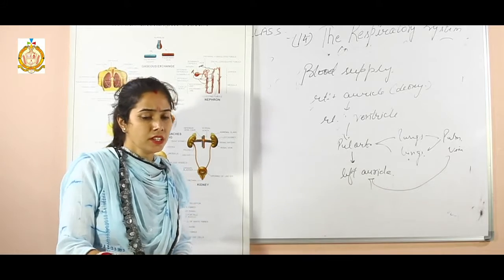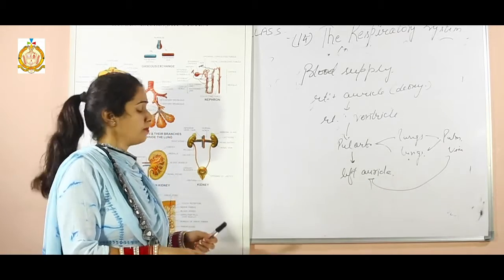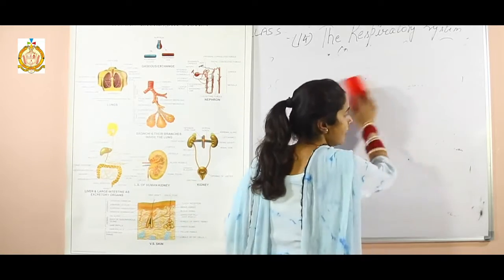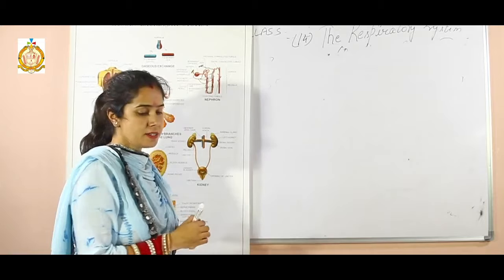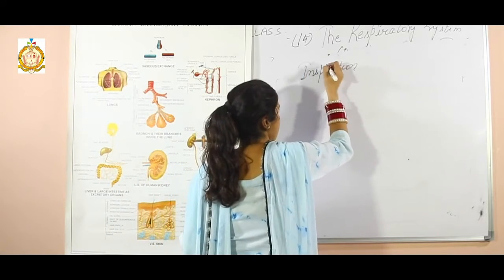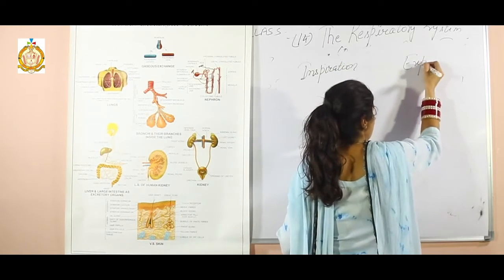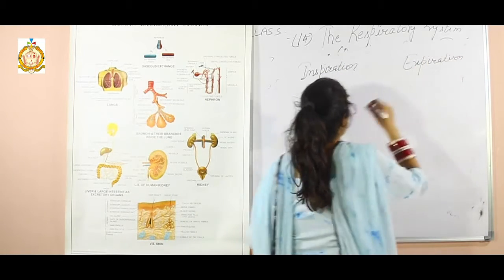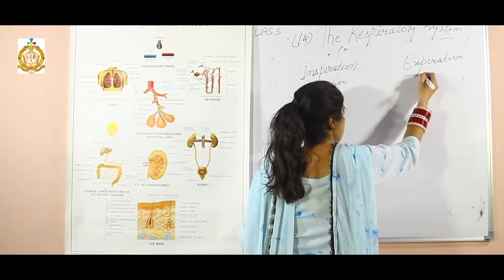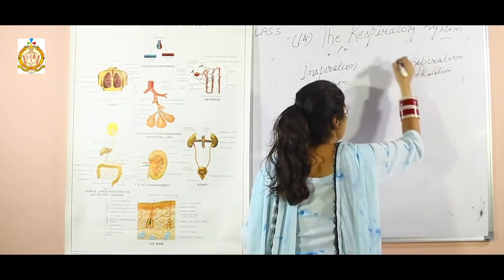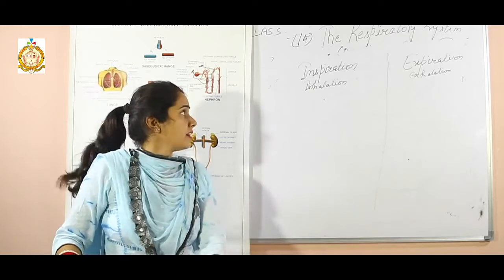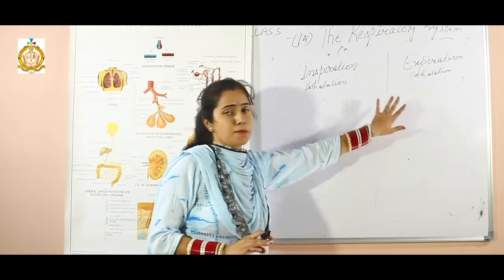Now the next one, that is respiration. So here is a respiratory cycle that consists of two, that is inspiration and expiration, or you can say inhalation and exhalation. So there is a clear difference between inspiration and expiration.